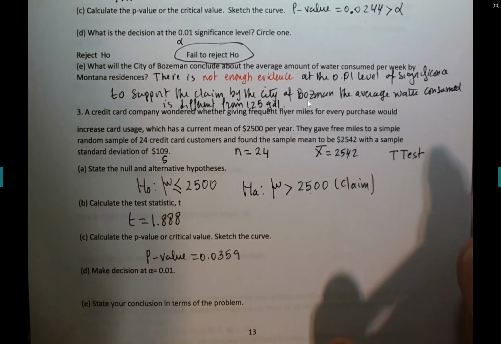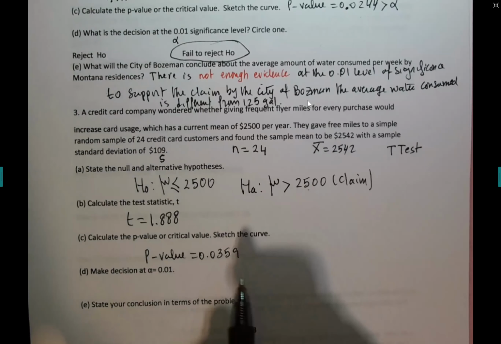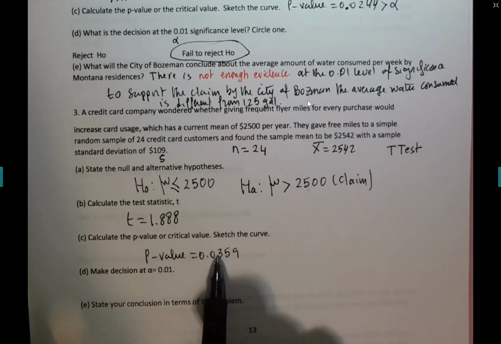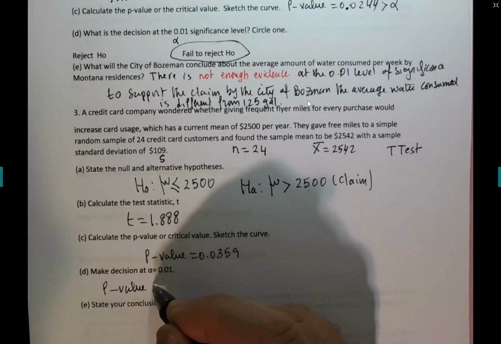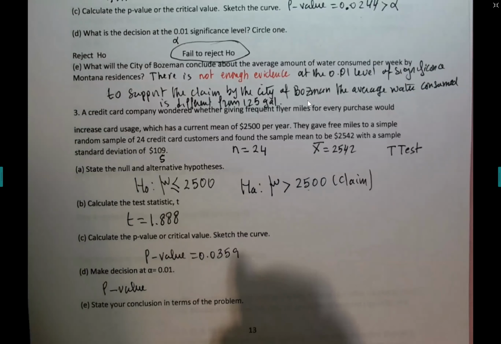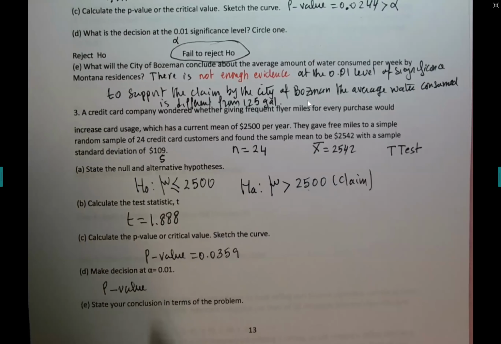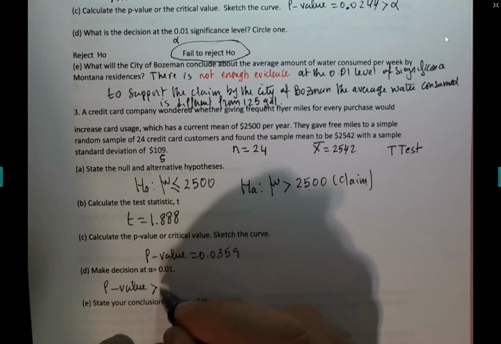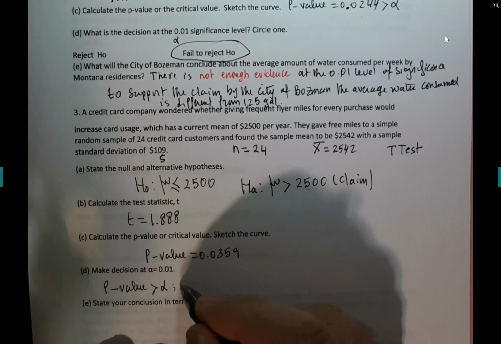All right. Make a decision at alpha equals 0.01. Does everyone agree that the p-value is what, guys? More than alpha or less than alpha? I have a 3% here and I have a 1% alpha. So what is that? Greater or less than? Yes? Greater. Greater, definitely. And if a p-value is more than alpha, you fail to reject HO.